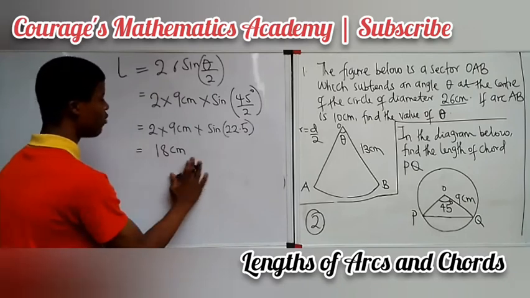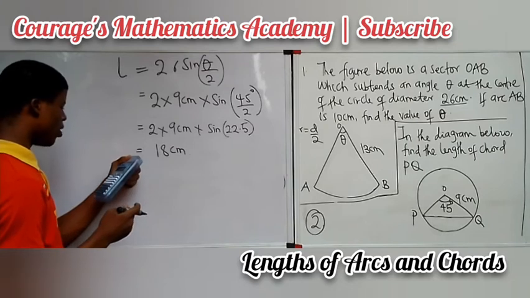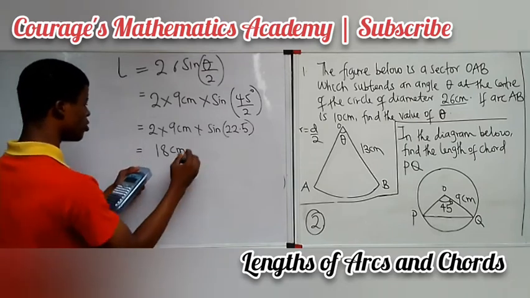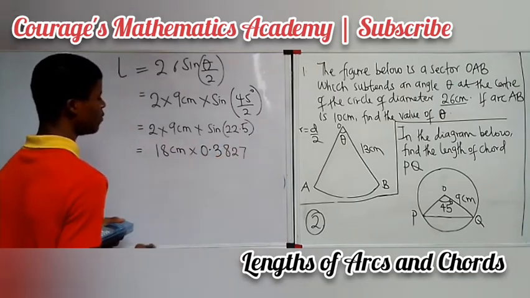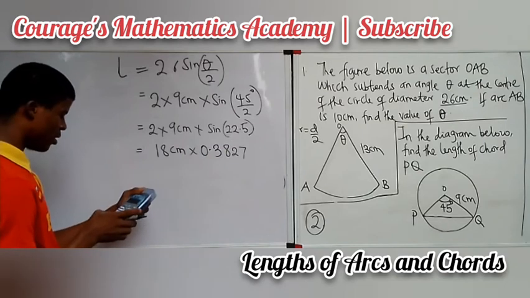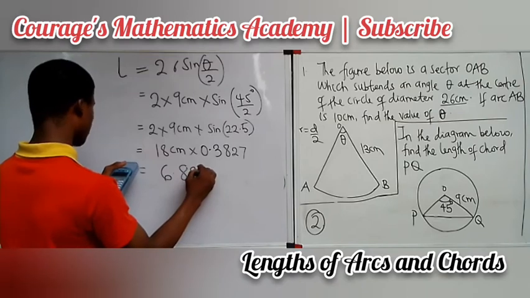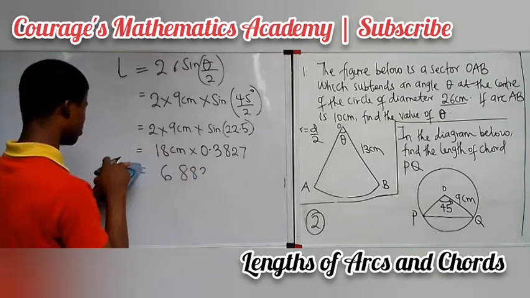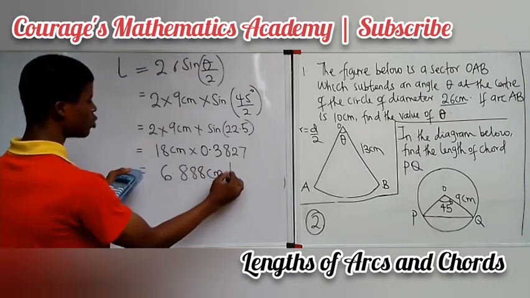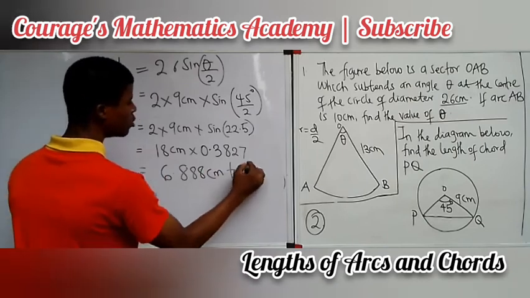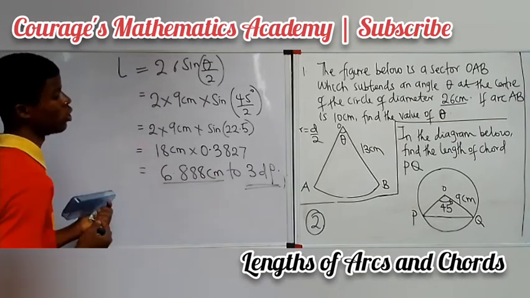So okay, let's press sine 22.5 now. So sine of the answer will give me 0.3827. So this is times 18. Times 18, I have 6.88 centimeter, to 3 decimal places. So this is the length of the chord PQ.